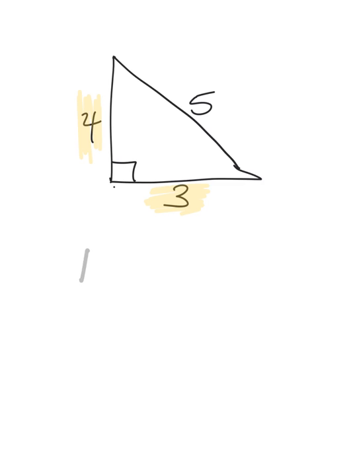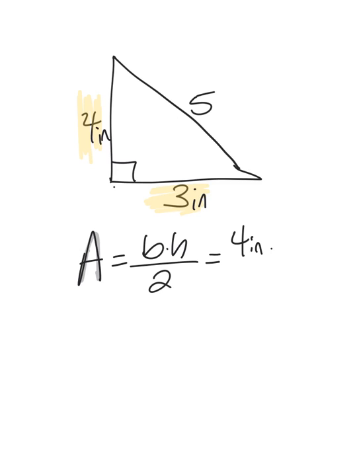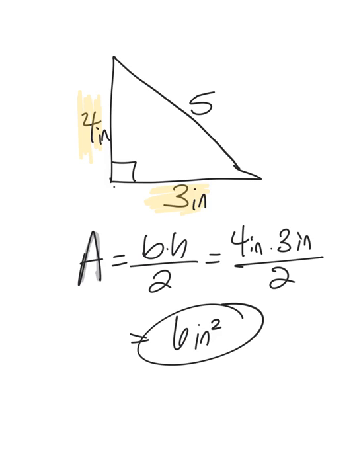So if I was going to figure out the area, again, you could do base times height divided by 2. Or in our case here, I didn't do units, so let's say these are inches. 4 inches times 3 inches divided by 2. Well, 4 times 3 is 12. 12 divided by 2 is 6, so it would be 6 inches squared. And that would be our area. So very straightforward if you have a right triangle.